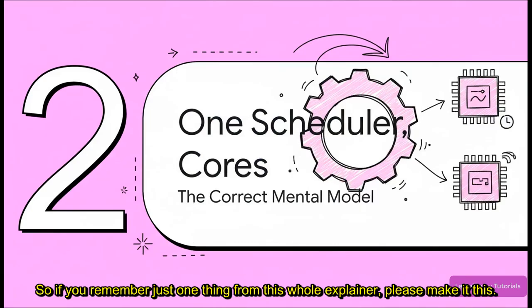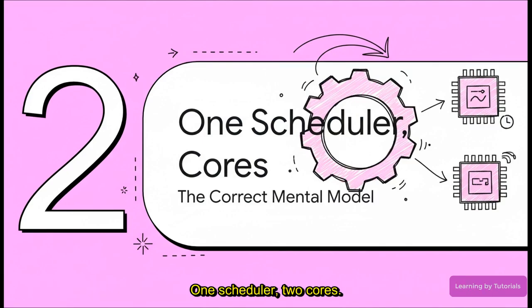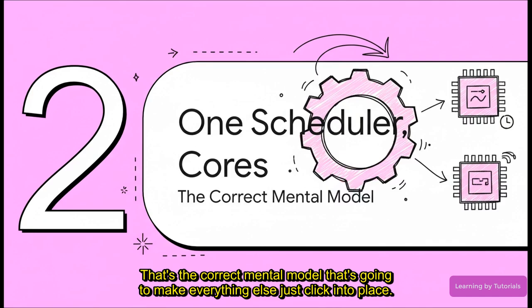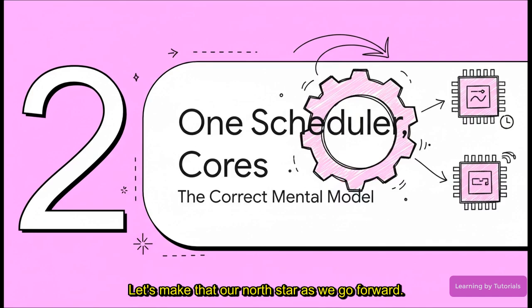So, if you remember just one thing from this whole explainer, please make it this. One scheduler, two cores. That's it. That's the correct mental model that's going to make everything else just click into place. Let's make that our North Star as we go forward.